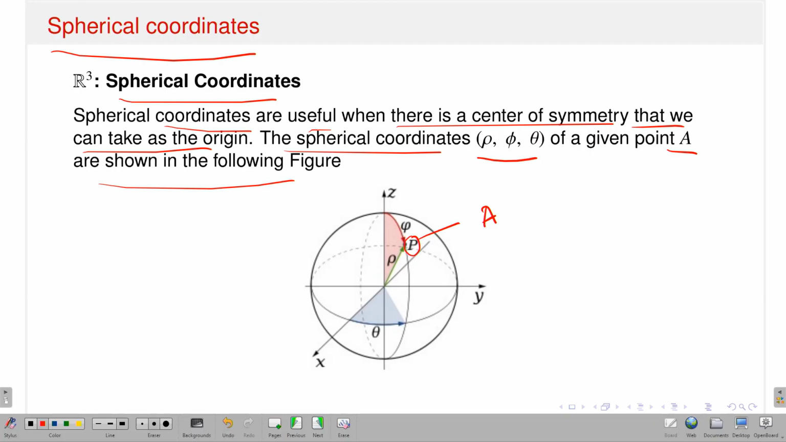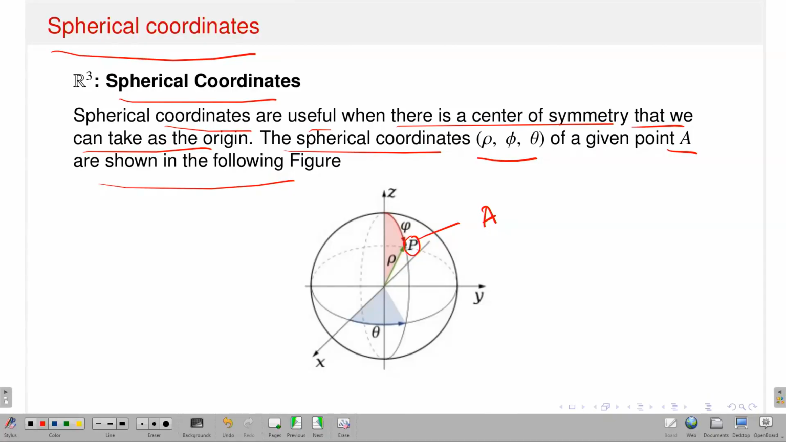What is rho? If you take a point P in R3, rho is nothing but the distance from the origin to the point P. Suppose P is (x, y, z). Then rho is the square root of x square plus y square plus z square. This is the distance of the point from the origin.